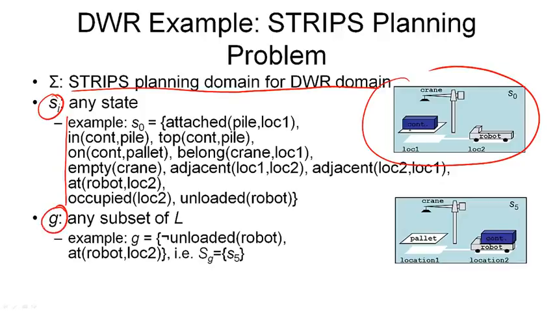Then I have to pick a goal, which is a set of ground literals. In this case, I want the robot to be loaded with a container, so it is not unloaded. And I want the robot to be at location 2. These are my two goal conditions. And in this simple example, there's only this one state that is a goal state.